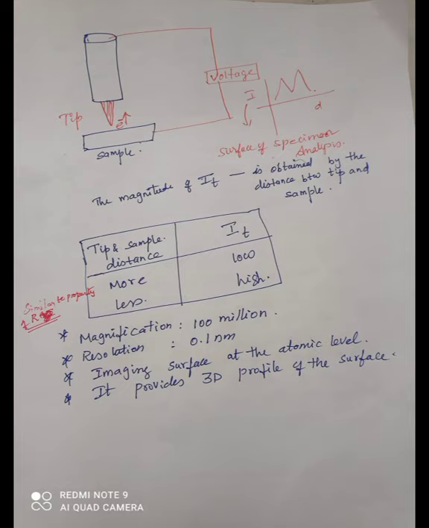The magnitude of the tunneling current depends on the distance between the tip and the sample. If the distance between the tip and the sample is more, then the tunneling current is low. If the distance between the tip and the sample is less, the tunneling current is going to be high.